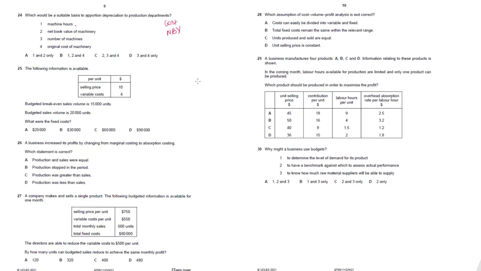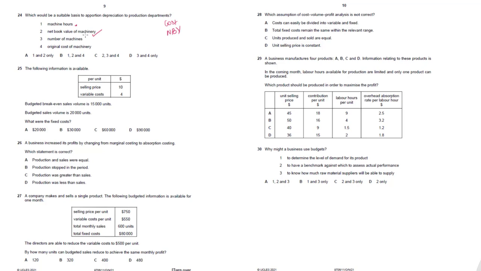like machines lose value. Even if you don't use them, they lose value. Let's say 1 year has passed and they will lose value. So for me, machine hours may not be a very suitable basis. So not sure about it. Net book value of the machine, as I told you, yes, this can be used because the reducing balance method calculation is based on net book value of the machine. Whichever department has higher net book value, more depreciation will be apportioned to that department.